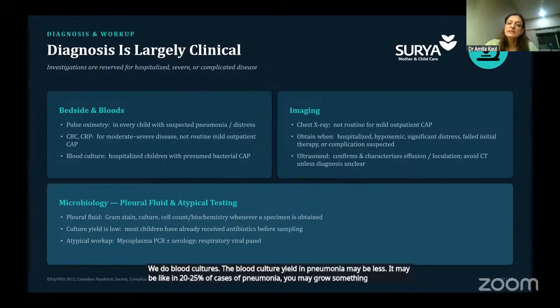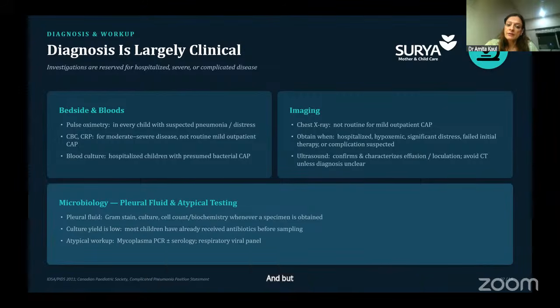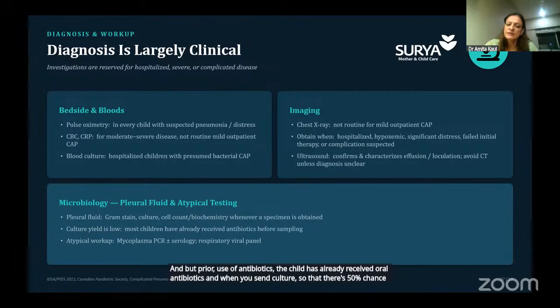And which pneumonias? Mostly bacterial pneumonias, especially strep pneumonia, you can have culture positives. Staph pneumonias, you can have culture positives. But if the child has already received oral antibiotics when you send the culture, there is a 50% chance that you may not grow anything. But it's always good practice, if you are admitting a child, to send blood cultures. It helps you guide your antibiotics better.